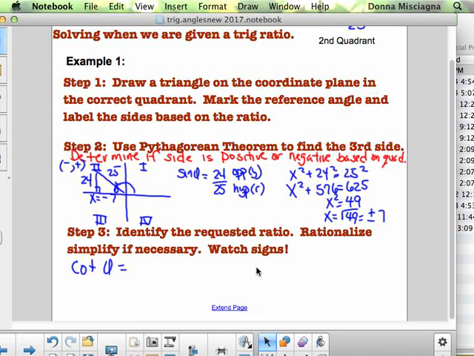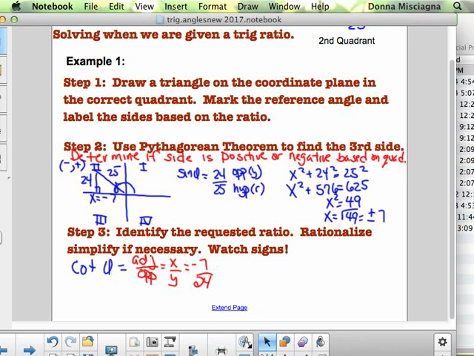All right, so we're finding cotangent theta. Cotangent theta, remember, is the adjacent side over the opposite side. The adjacent side is the x, the opposite is the y. So the x is negative 7 and the y is 24, and we have found our ratio. All right, we did it.